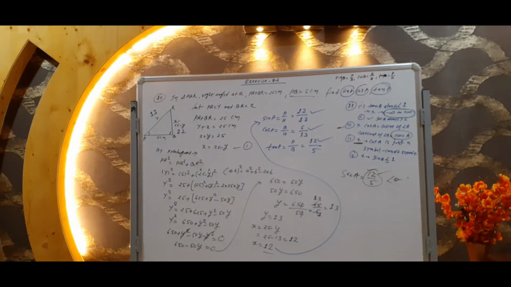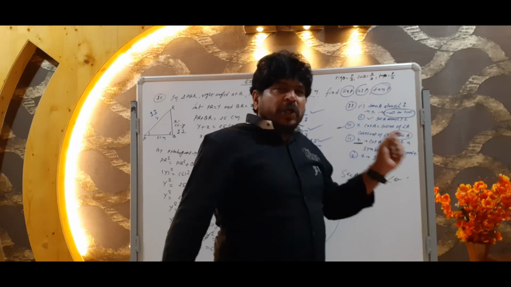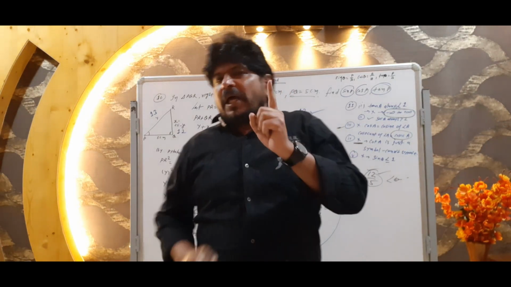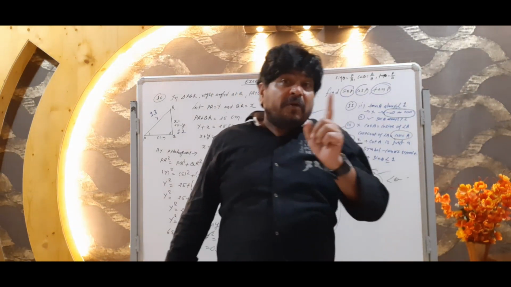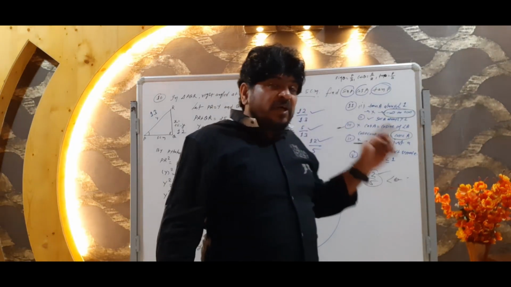Now see the last one of the 11 true and false. What is he asking there? The question is that sin theta is equal to 4 upon 3. No, it is a wrong statement. The reason is very simple. What is it telling? Sin theta is equal to 4 upon 3.